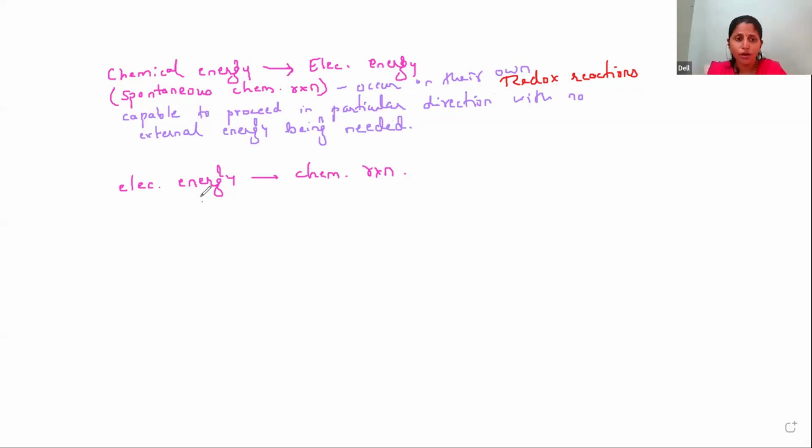Spontaneously. Here, on the other hand, what I'm talking about is using electrical energy to bring about a chemical reaction. It will not proceed on its own. So it will require certain energy to proceed. What energy are you giving? You are giving energy in the form of electricity. So such reactions are called what? They are called non-spontaneous reactions.